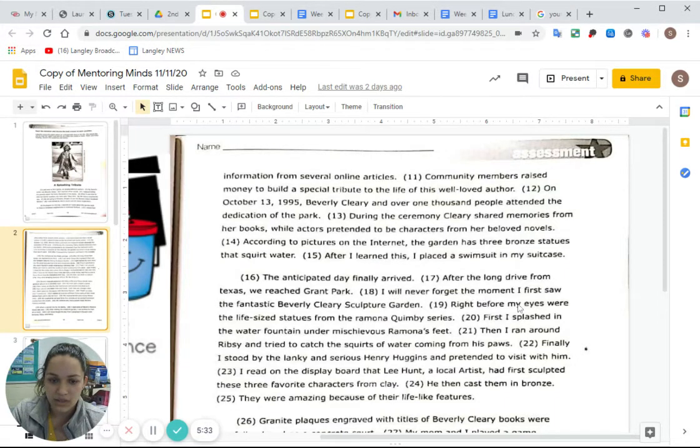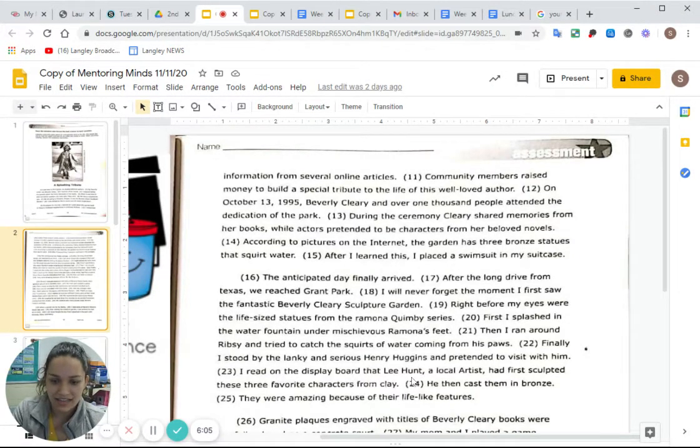I will never forget the moment I first saw the fantastic Beverly Cleary sculpture garden. Right before my eyes were the life-size statues from the Ramona Quimby series. First, I splashed in the water fountain under mischievous Ramona's feet. Then, I ran around Ribsy and tried to catch the squirts of water coming from his paws. Finally, I stood by the lanky and serious Henry Huggins and pretended to visit with him.